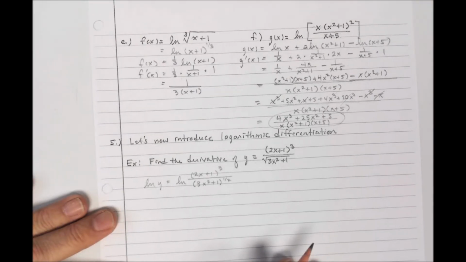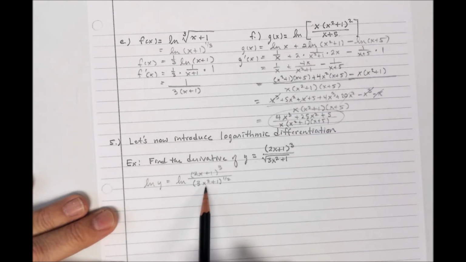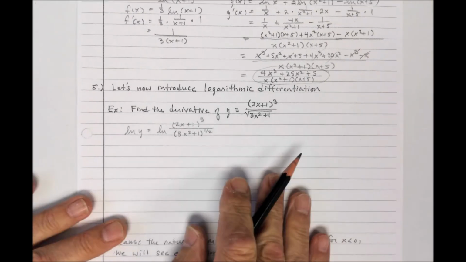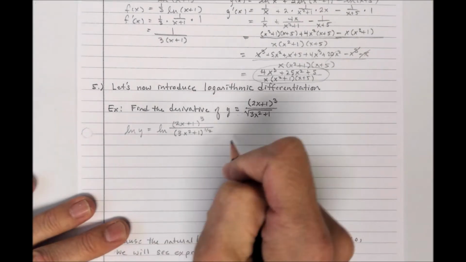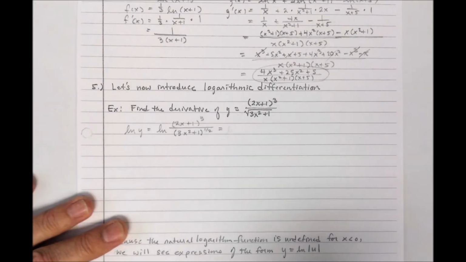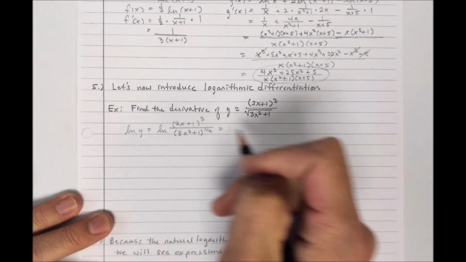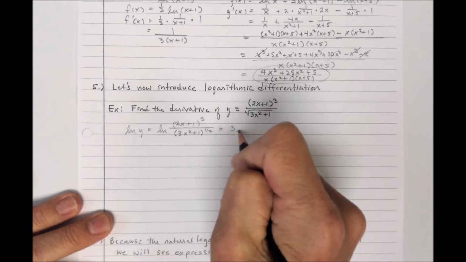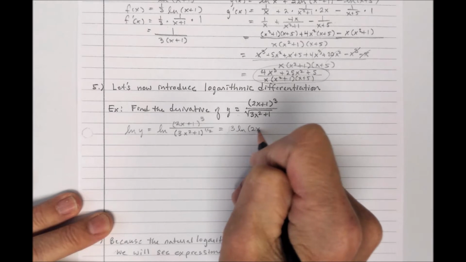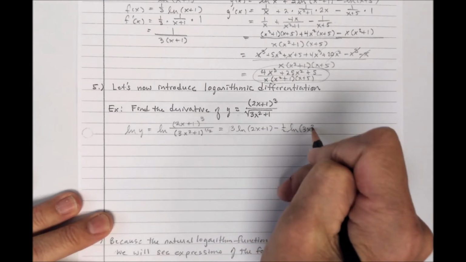Now by doing that, I can use, like I did up here, my properties of logarithms to expand this. So I'm going to do more than one step at the same time here. Natural log of the numerator minus the natural log of the denominator, but I have the exponent, so I'm going to write this as 3 times the natural log of 2x plus 1 minus 1/2 the natural log of 3x squared plus 1.